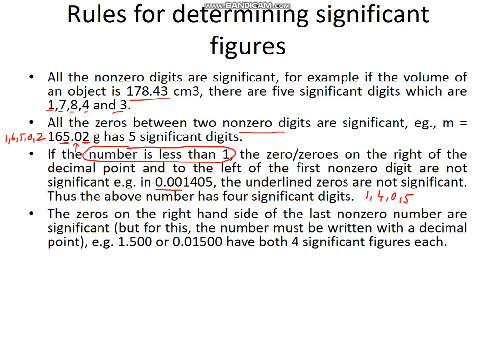The zeros on the right hand side of the last non-zero number are significant. But for this, the number must be written with a decimal point. So if you write 1.500, you are giving precision that the answer has all zeros on the right. So we have 4 significant digits over here.